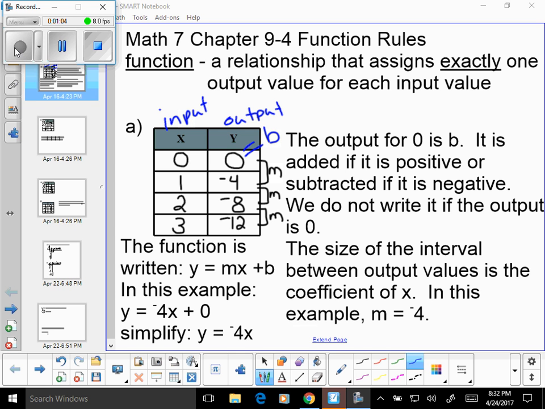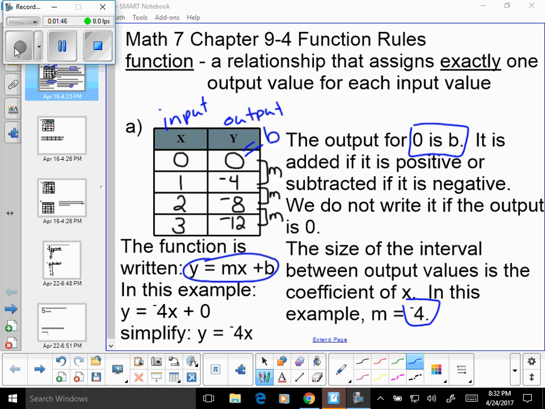The size of the interval as we go down from one output value to the next is what we call the coefficient of x. In this example, 0 to -4, -4 to -8, -8 to -12, our interval is going to be -4. The function is always going to be written according to this particular format. This is actually also called the general equation of a line. Y equals m, here's our coefficient, times x, and then plus b.